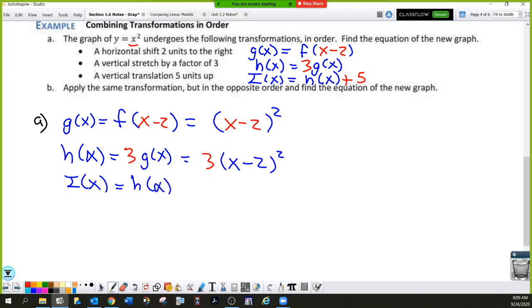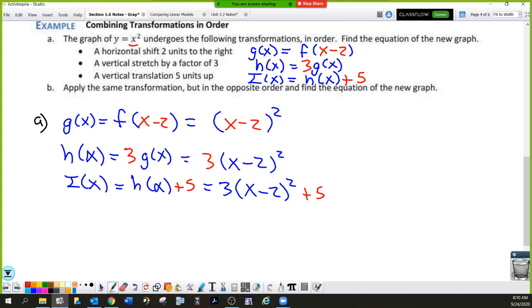Just rewriting it. So it takes the result I had from above and then sticks a plus 5 on the back. There you go. So that function I of x is what you get when you take the parent quadratic and perform those 3 transformations to it. You will get 3 times the quantity x minus 2 squared plus 5.